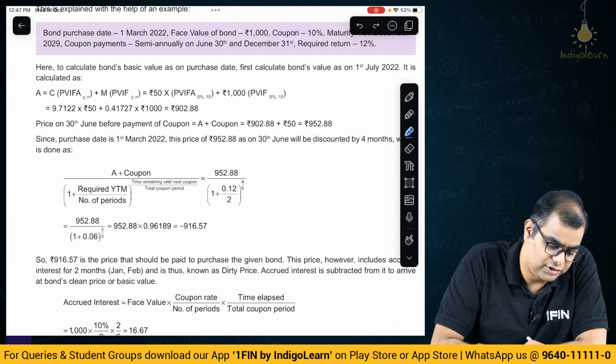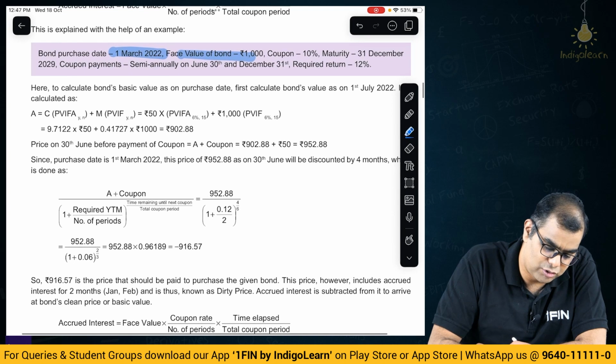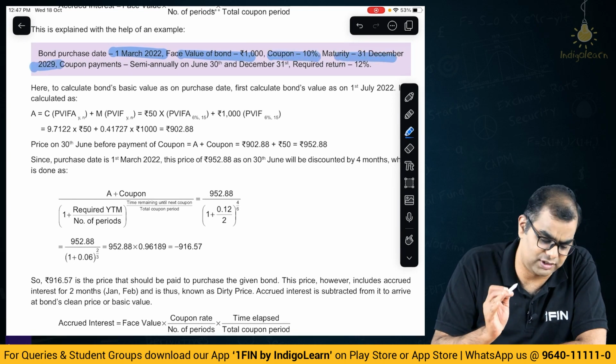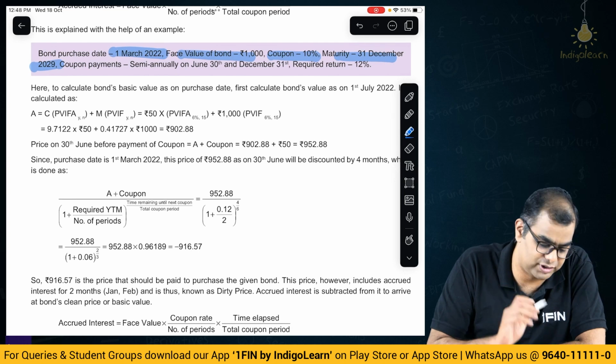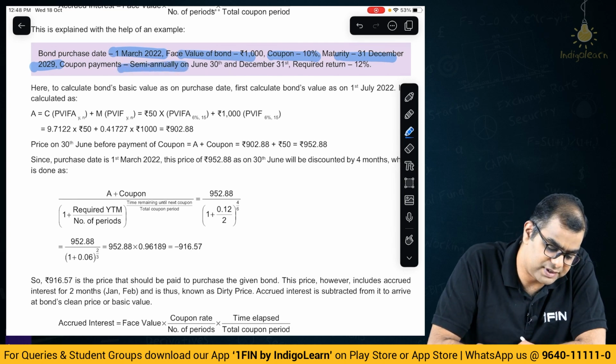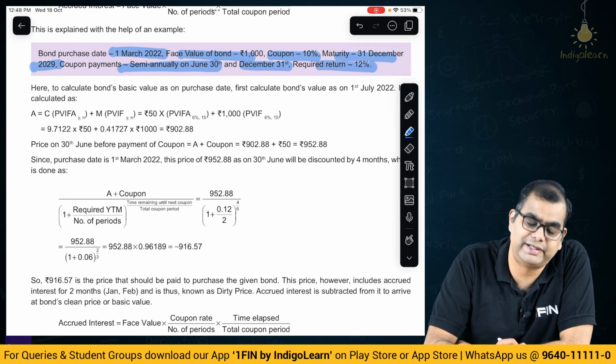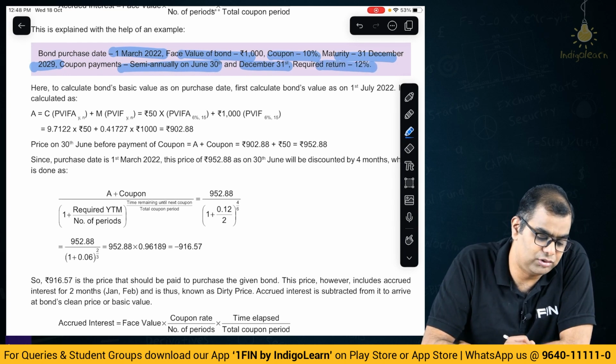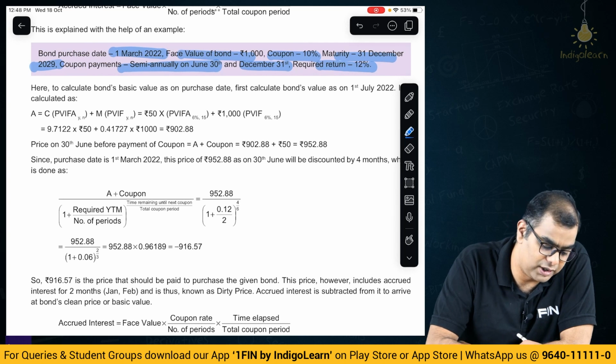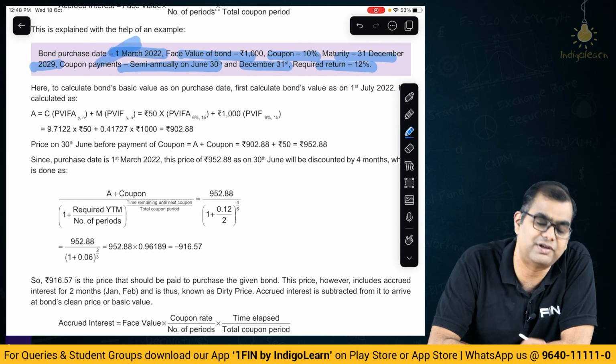You have purchased it on 1st March. Face value of the bond is 1000. Coupon is 10%. Maturity is 31st December 2029. I don't know when the bond was issued, but maturity is 29. Coupon payment semi-annually on 30th June and 31st December. Now required return or current yield is 12%. You are now required to find out the price of the bond on the bond purchase date of 1st March.